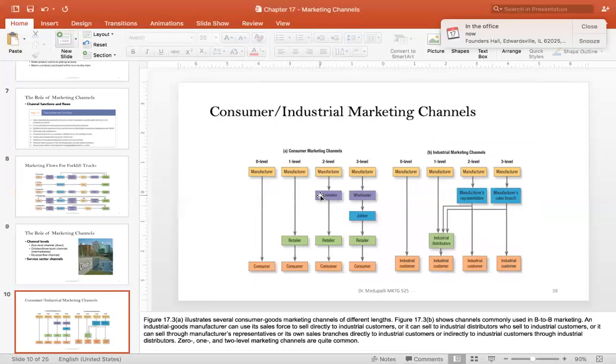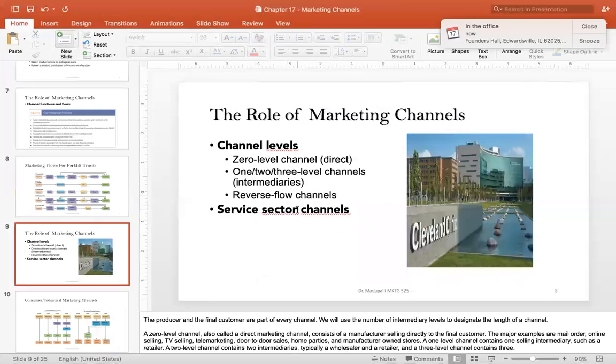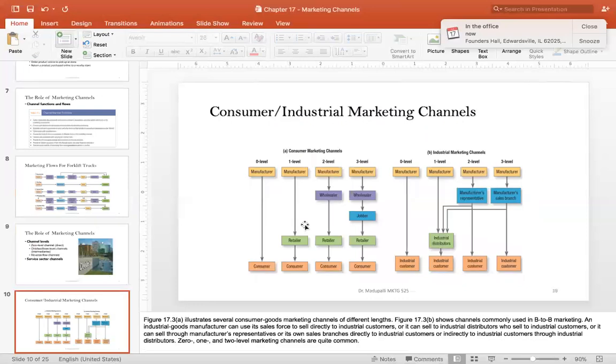So if you look at this, I'm sorry, taking a step back. Reverse flow channels include manufacturers, redemption centers, community groups, trash collection specialists, recycling centers. They are your reverse flow channels. Okay. So look at this.